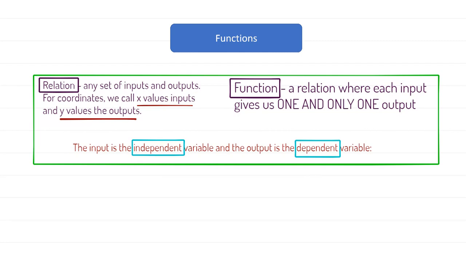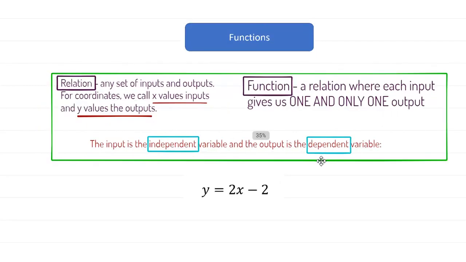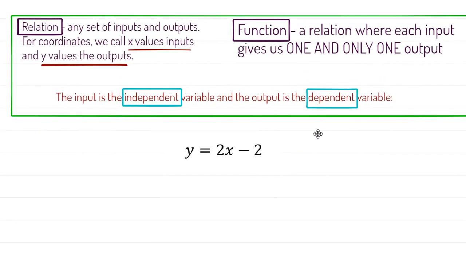So for example, you may have seen something like this previously. This is just a simple linear function that we'll talk about in more depth soon. It's not so obvious what's the dependent and what's the independent, but as a shortcut, look for the variable that's by itself. That's generally the dependent variable. Y completely depends on whatever x is.